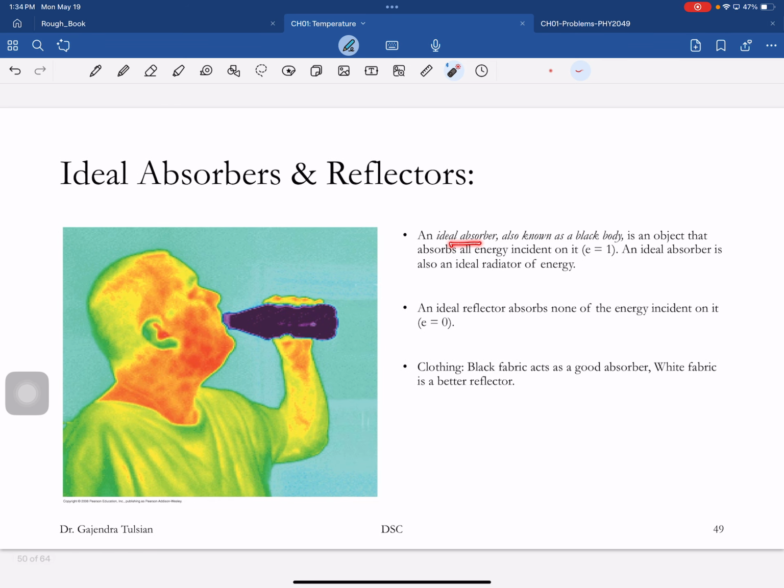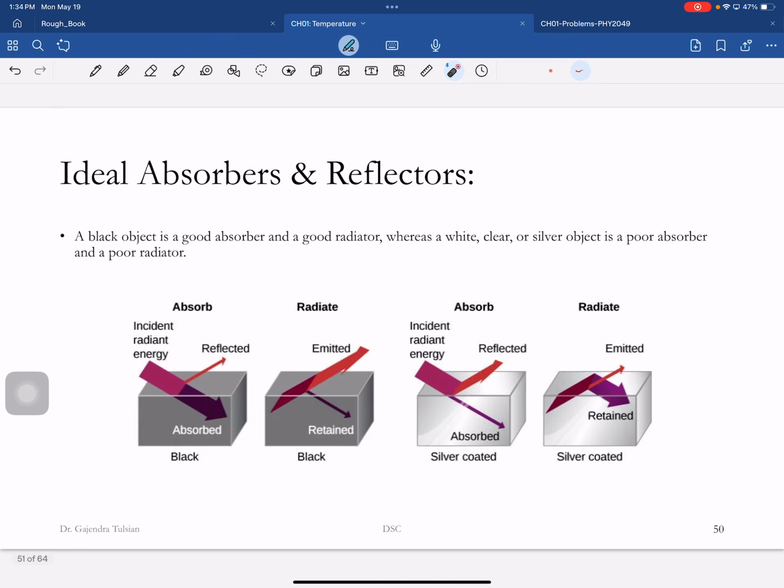An ideal absorber, also known as a black body, because it wouldn't reflect any radiation and would absorb everything, is an object that absorbs all energy and its emissivity is 1. An ideal reflector absorbs none of the energy incident on it and its emissivity is 0. So a good absorber is also a good radiator, and a good reflector is a poor emitter as well.